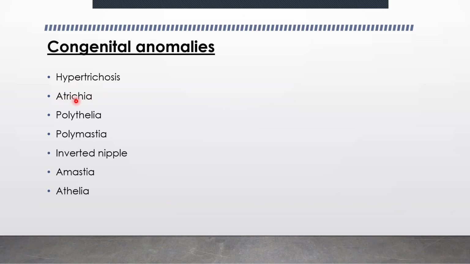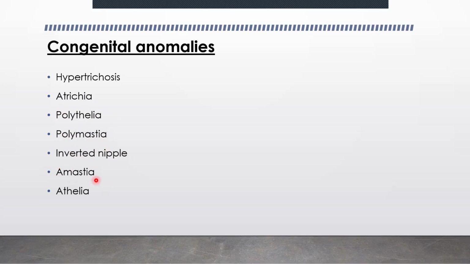And at this point, atrichia means even the eyelashes will be missing. Then polythelia: poly means many, thelia means nipple, so multiple nipples. Polymastia: poly means many, mastia means mammary glands, so multiple mammary glands. At this point we have inverted nipple. Inverted nipple is the opposite of what? It means we didn't have proliferation of the mesenchyme. That's why we now have an inverted nipple.